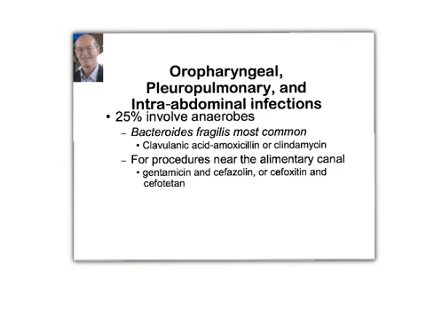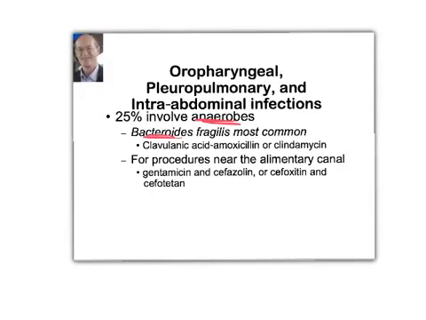Let's talk a little bit about anaerobes. Anaerobes are not uncommon at all when you have oropharyngeal, pleuropulmonary, and intra-abdominal infections. In fact, about 25% of these infections will involve anaerobes, and Bacteroides is the most common. Of course, the therapies for these I've put underneath, and you can read through them. Clavulanic acid amoxicillin or clindamycin generally have a reasonably good spectrum against anaerobes.